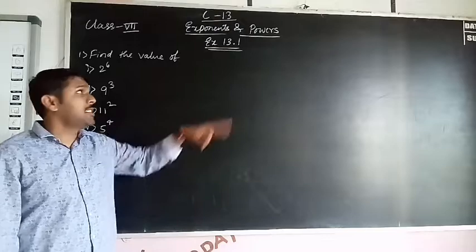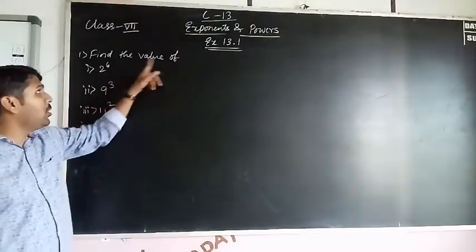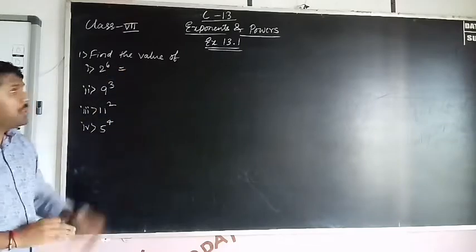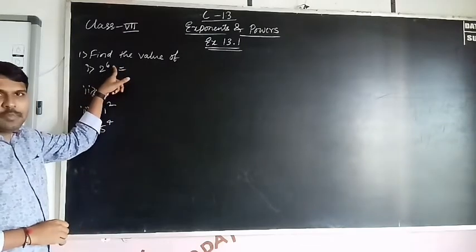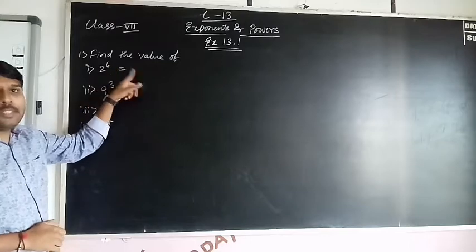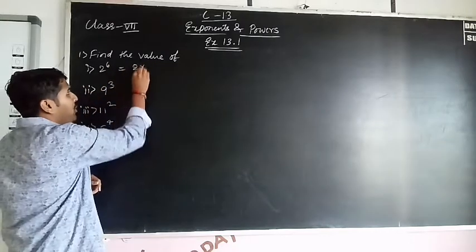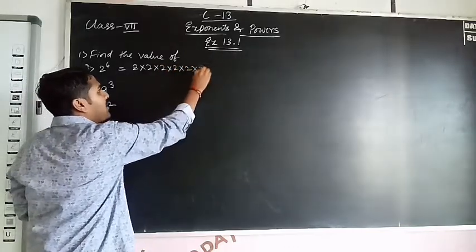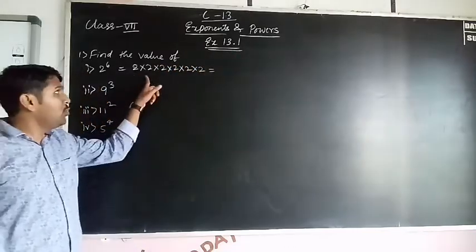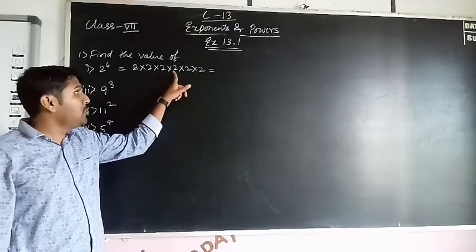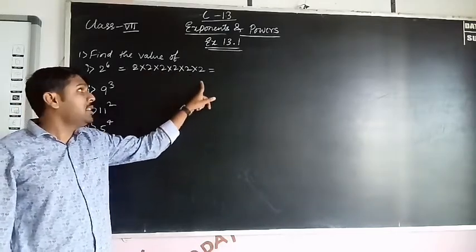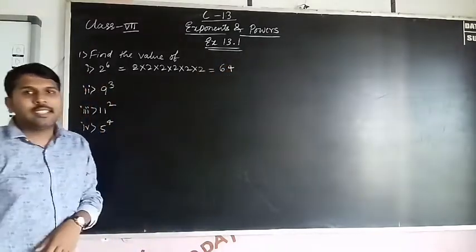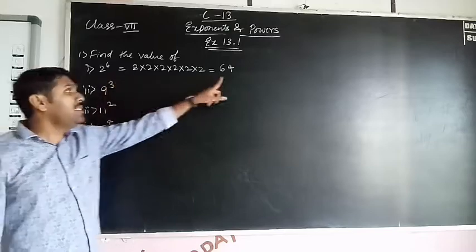Okay, let's go to exercise 13.1. So first one, find the value; 4 questions are there. So how to find out the value? Just write down the numbers. 2 raised to power 6 means you should multiply 2 how many times? 6 times. So 2 into 2 into 2, total 6 times. So multiply: 2 2s are 4, 4 2s are 8, 8 2s are 16, 16 2s are 32, 32 2s are 64. So the answer will be 64. 2 raised to 6 value is 64.